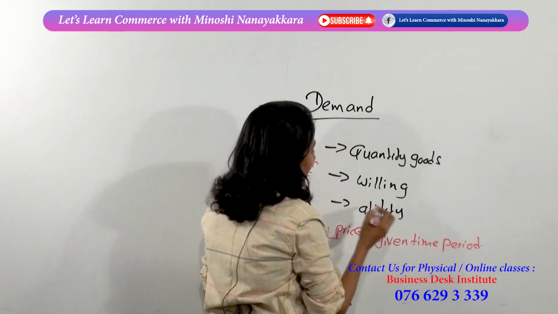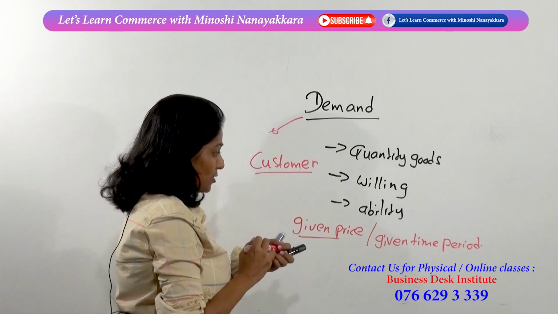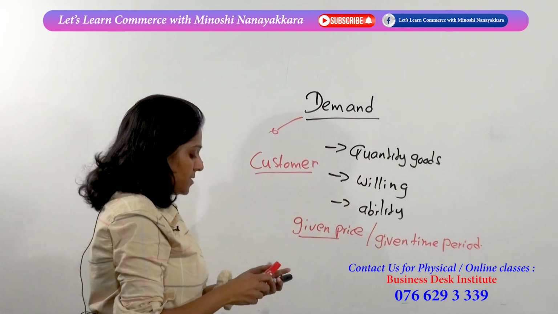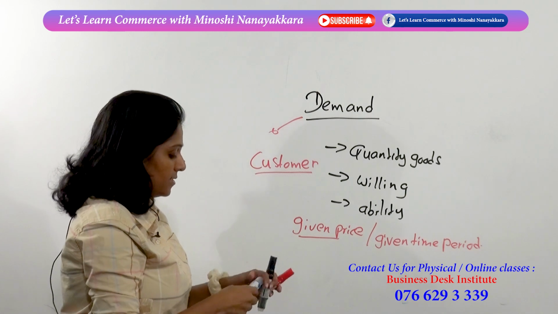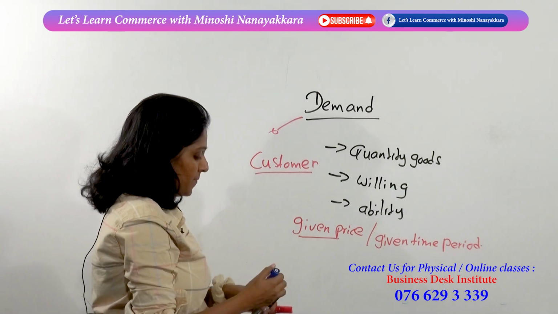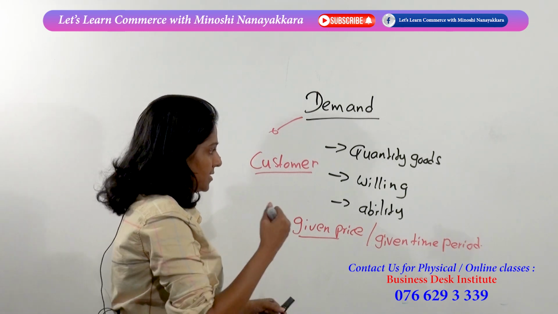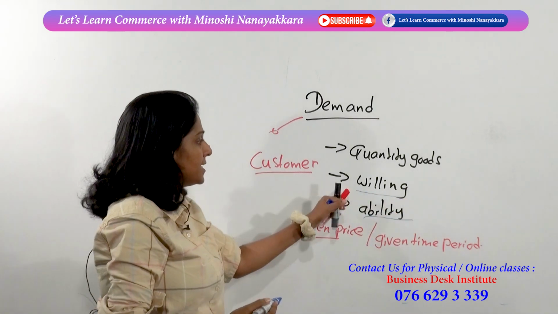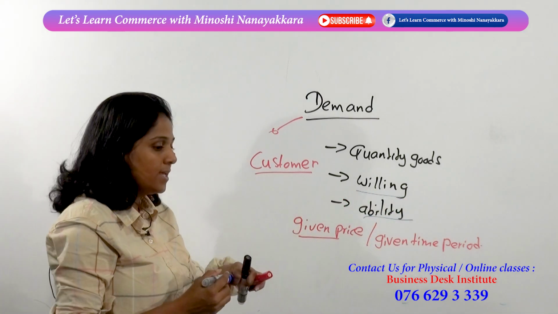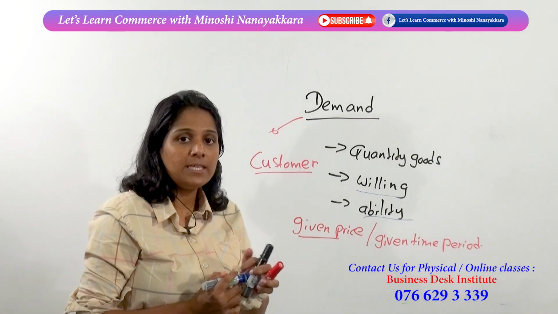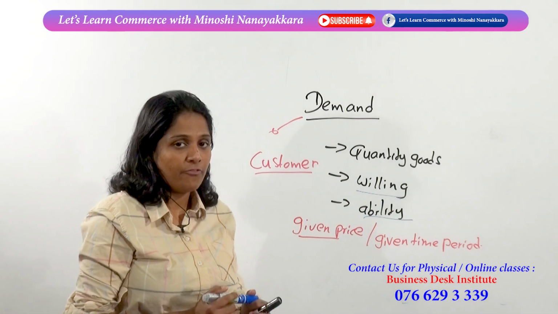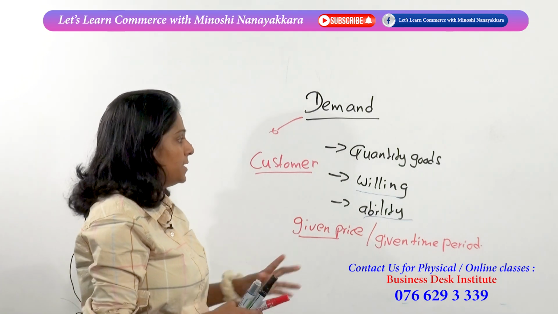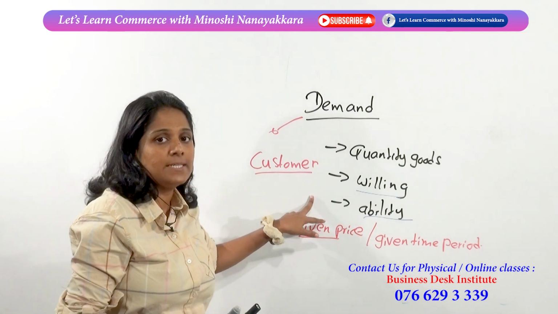Now here I have highlighted two things. I have highlighted 5 key terms, right? Of these five, these two key terms are really important. Look at the willingness and ability. Why? Willingness and ability means, to have an effective demand, there should definitely be willingness and ability both.